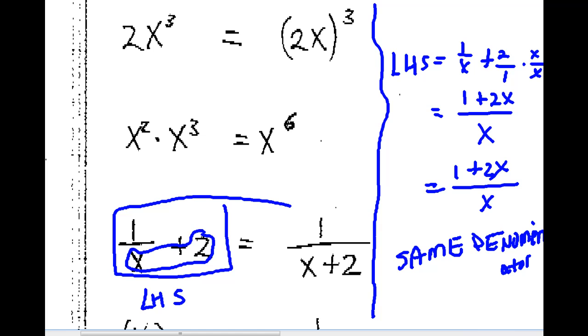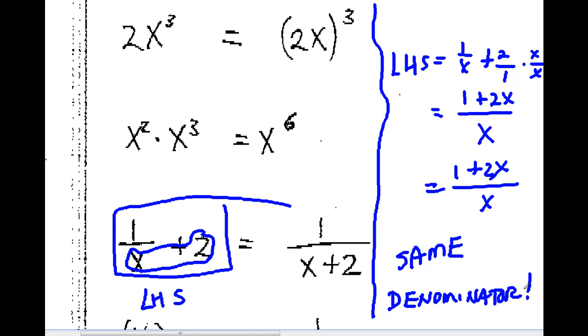Okay, so let's just rewrite it here. The basic requirement when you're dealing with fractions is that they have to have the same denominator. Okay, this is very important when you work with fractions, adding and subtracting.